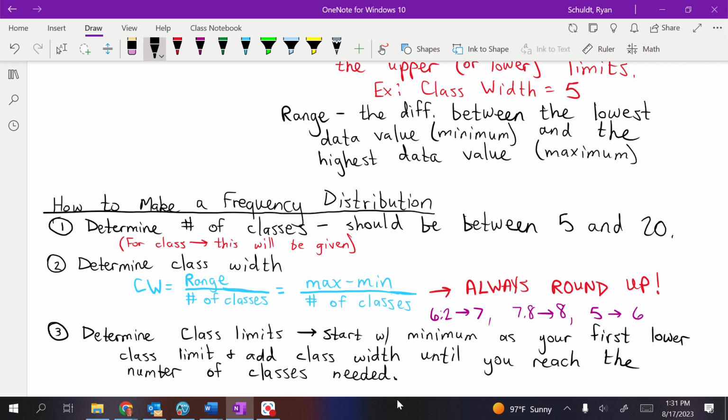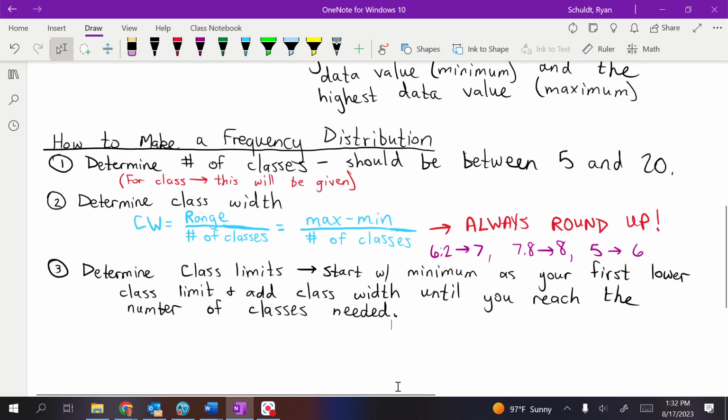And then for your upper limits, it's honestly hard to put into words. So we'll just have to see it in action. Like I said, it's kind of hard to put into words. We'll have to see the upper class limits in action to get those.